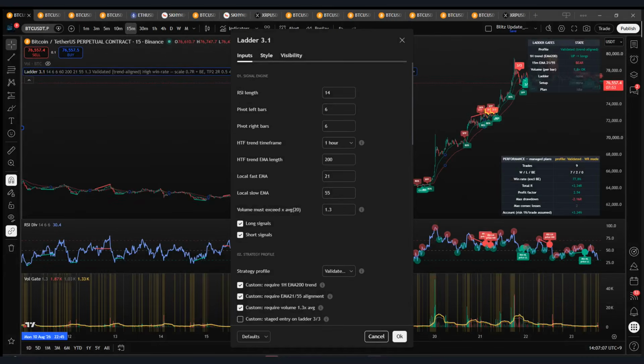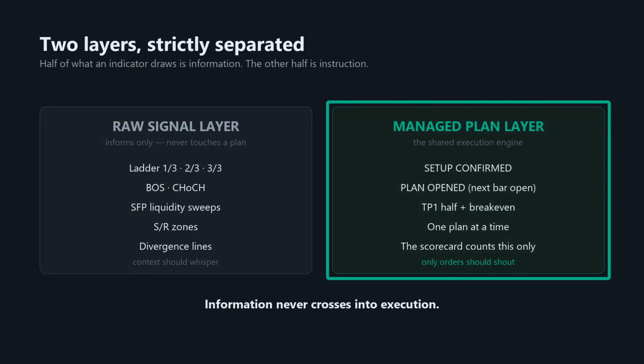That managed layer runs the exact same execution engine as the sniper, and in the default, validated trend-aligned profile, it takes the exact same signals too. Divergence plus the 1-hour trend, the EMA alignment, and the volume gate, verified trade for trade against our harness. 1 plan at a time, stop wins ties, fees in the stats. Same engine, same numbers. 63.3% win rate in high win rate mode, plus 8.2R over 2.5 years, 5 coins.